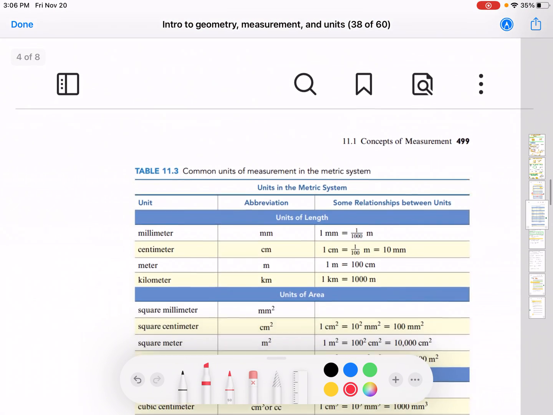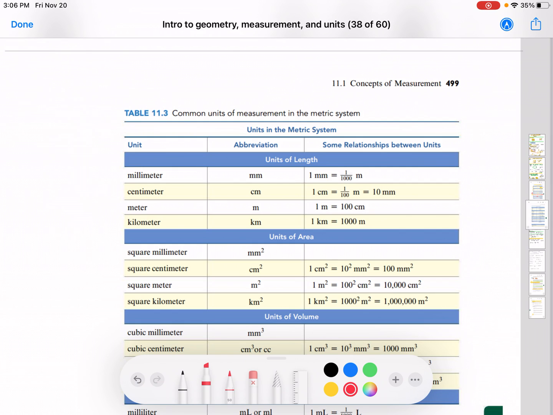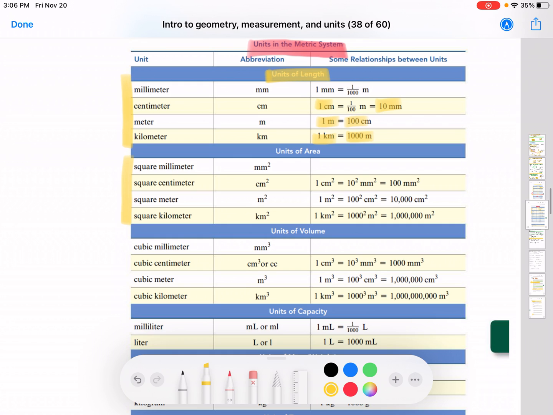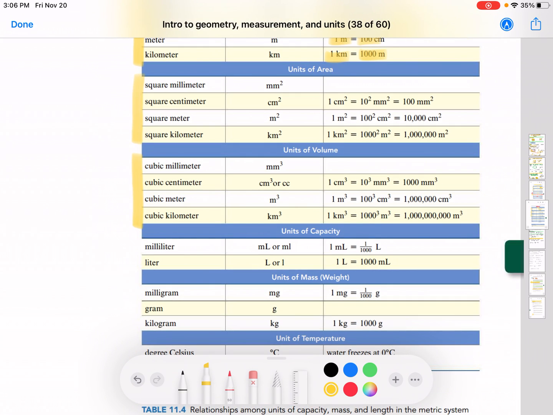Now, if we scroll on a little bit further, there is the metric system of units of measurement, which the majority of the world uses. Units of length would be millimeters, centimeters, meters, kilometers. There are 10 millimeters in a centimeter, 100 centimeters in a meter, 1,000 meters in a kilometer. And then you could have square meters, centimeters, kilometers, millimeters, etc. And cubic. And then they also had units of capacity.